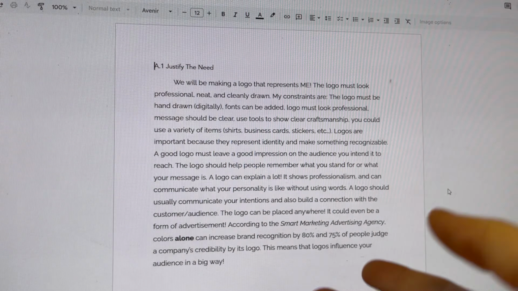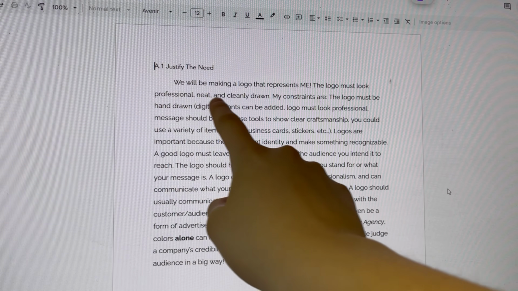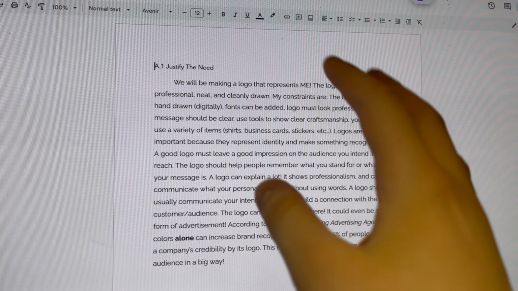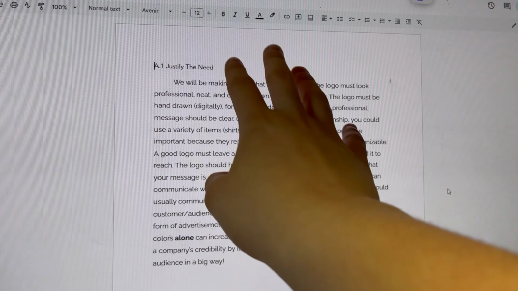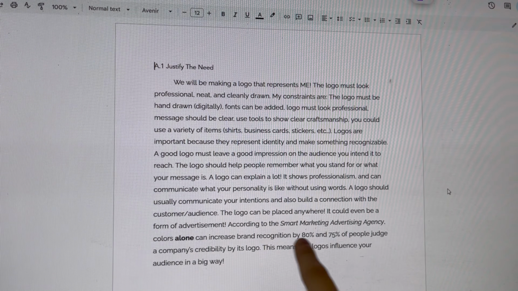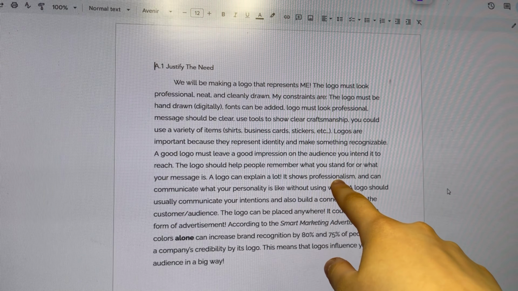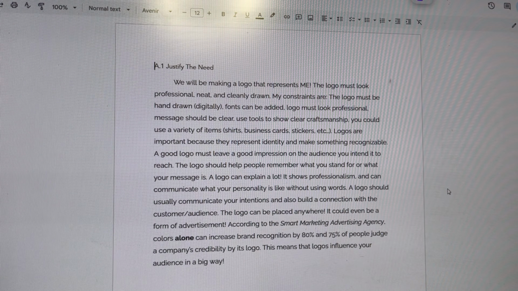I can give you an example of one of my Justify the Needs for design. This was for my logo design. As you can see, I'm stating what we're doing in this project. I'm also stating what my constraints are. Think of this as like a hook. I also included some statistics to make it sound more professional. I'm also explaining what a logo is to provide more background.